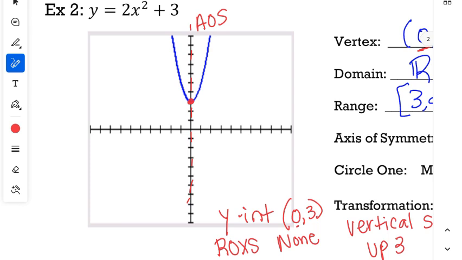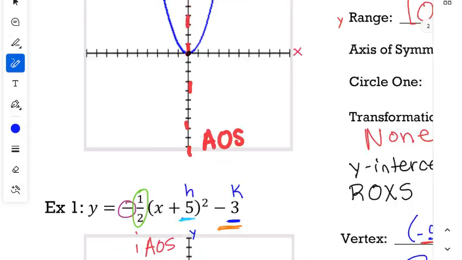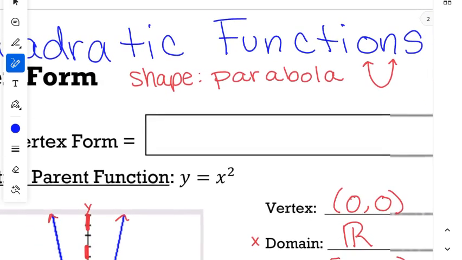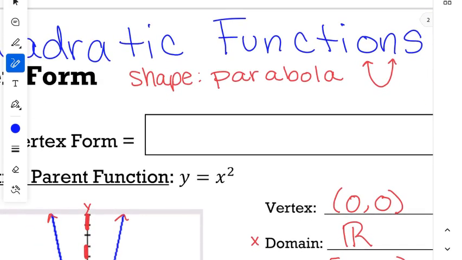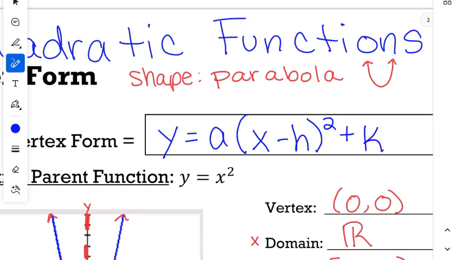Okay, notice on our notes at the very top we haven't filled in that big old box. We need to fill that in. This is our vertex form. Everybody go up to the top. Vertex form is y equals a parentheses x minus h squared plus k.